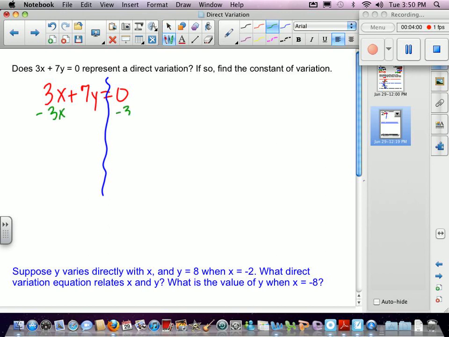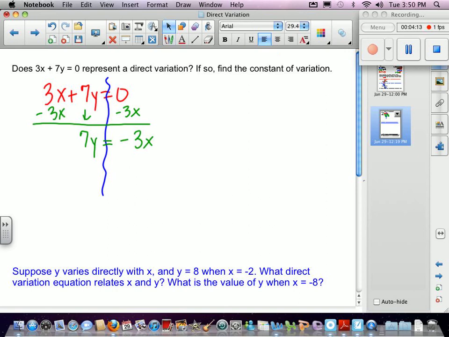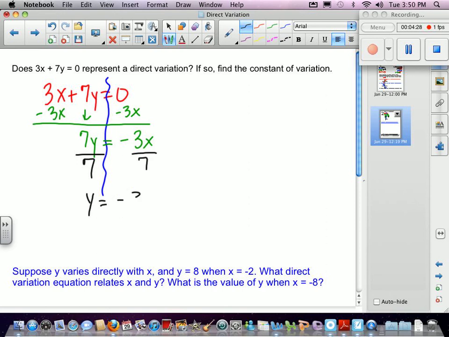Bring this down, that gives us 7y. The 3x's cancel out, and that will be equal to negative 3x. The next step is to divide each side by 7. Again, we're using the inverse operation, so since this is 7 times y, we divide by 7. That leaves us with the equation y equals negative 3/7 x.